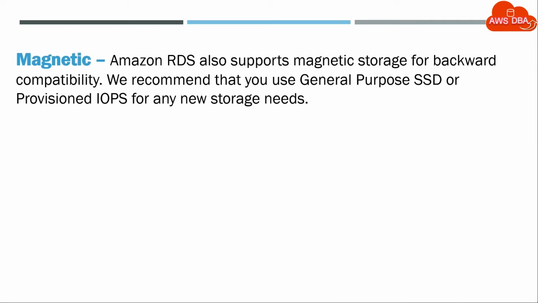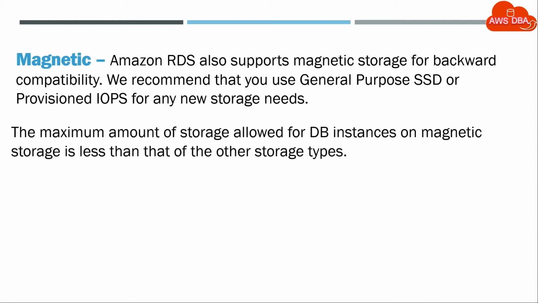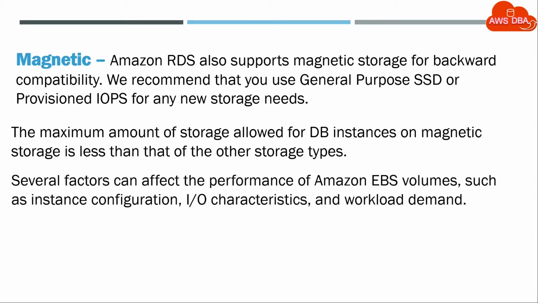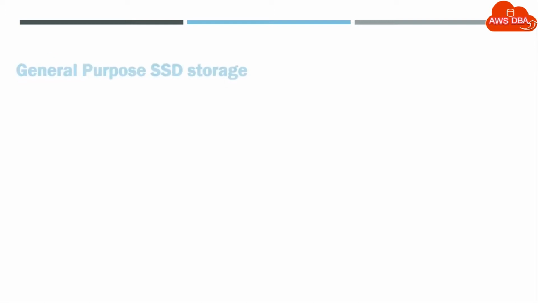Magnetic. Amazon RDS also supports magnetic storage for backward compatibility. We recommend that you use General Purpose SSD or Provisioned IOPS for any new storage needs. The maximum amount of storage allowed for DB instances on magnetic storage is less than that of the other storage types. Several factors can affect the performance of Amazon EBS volumes, such as instance configuration, IO characteristics, and workload demand.